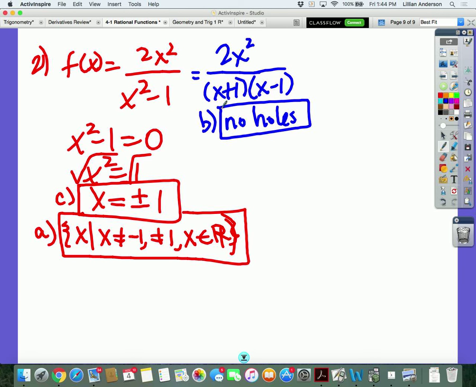Okay? Now D says to find the horizontal asymptote. Here is where I do what, Michaela? How do I find my horizontal asymptotes? That's x-intercepts. Gotta look at the degree. And so Malay helped you out. I gotta look at the degree. Since they're equal, that means my horizontal asymptote is the coefficients.